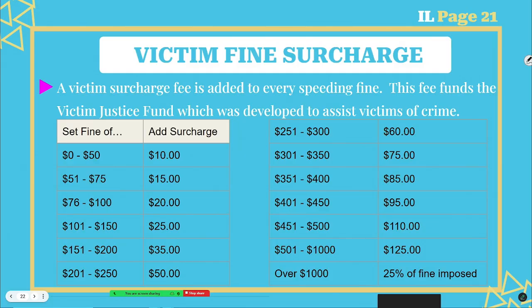Let's find out how to calculate victim surcharge. On page 26, you will see the victim surcharge. This is a fee that is added to every single speeding ticket fine you receive. This charge funds the Victim Justice Fund, which was developed to assist victims of crime. It's part of your penalty. You speed, we're going to take a fee and give it to this Victim Justice Fund, who's going to help victims of crime. It's part of your cost.